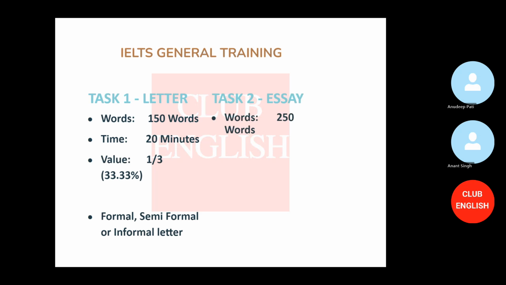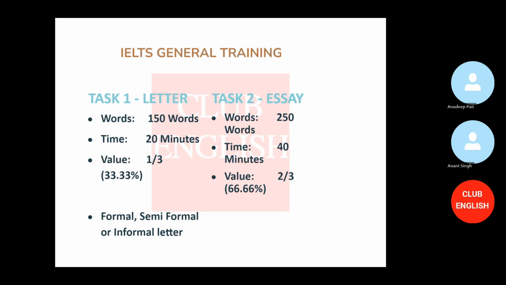Now, task 2 is of 250 words, you need to write it in 40 minutes, and the value is two third. It is very important to understand that the value of the essay is two third, that means 66.66%. So, how is the score calculated? For example, if you have got 5 in the letter and 6 in the essay, how will the total be calculated? They will be giving you bands in the letter and essay first, and then finally calculating. Are you understanding?